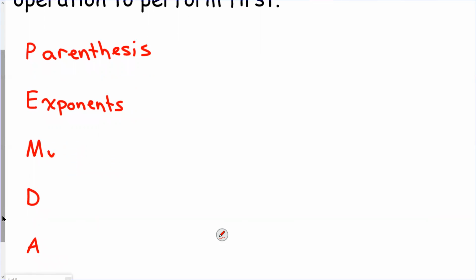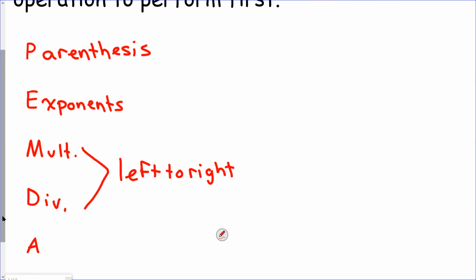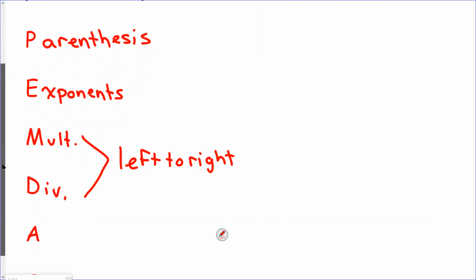The M stands for multiplication, and the D stands for division. The reason I said these together is these actually happen together, and you solve them left to right. So a lot of people have the misconception that you do multiplication first. No, you do multiplication and division at the same time. You just work left to right.